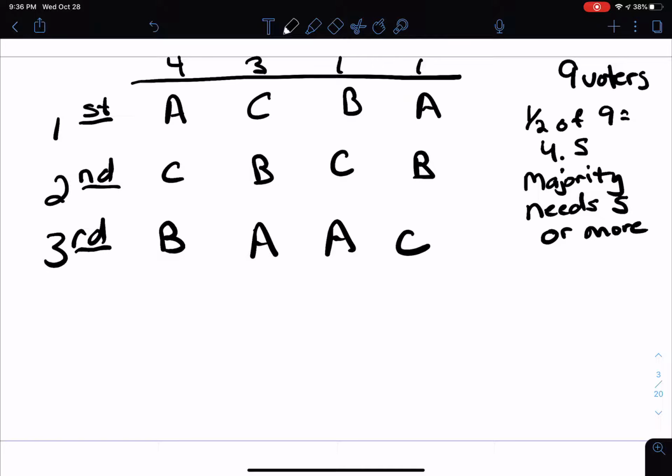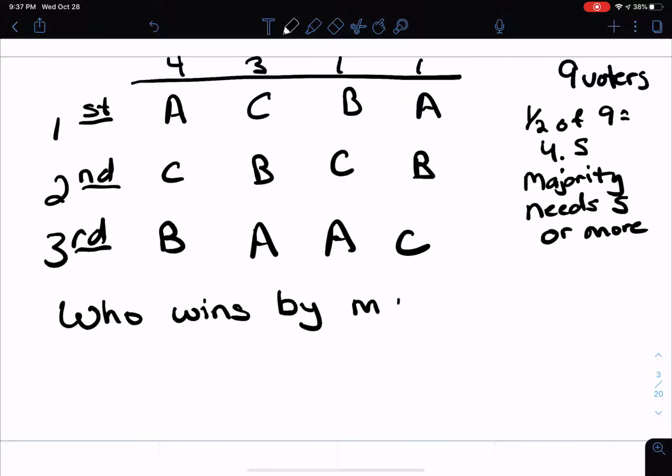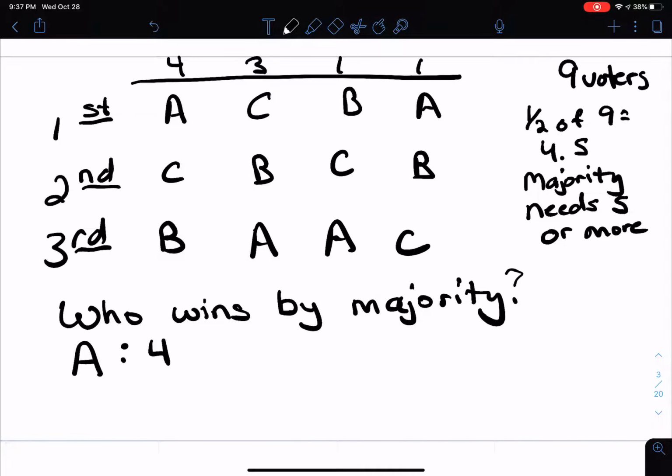All right, so I'm just double checking that I copied this correctly before we move forward. Okay, so by first place votes, who wins by majority? Well, A has 4 voters who put, nope, I messed that up, not 4, 5. I just saw the other one. For some reason I didn't see that a minute ago.